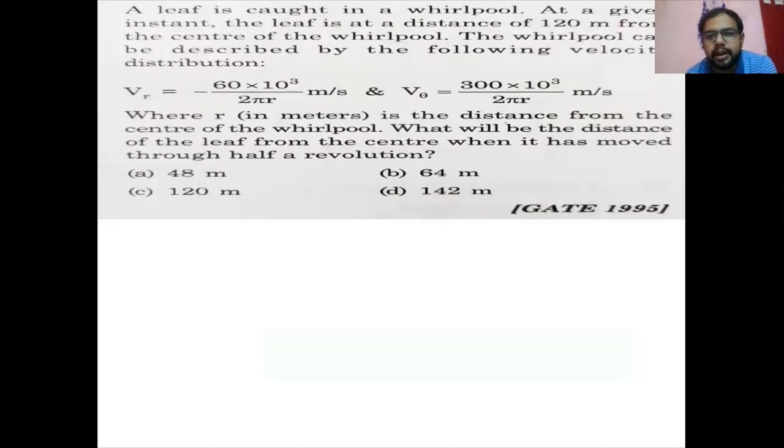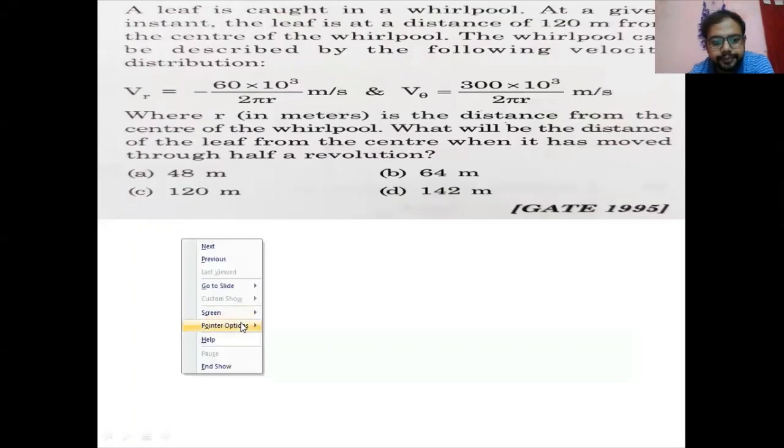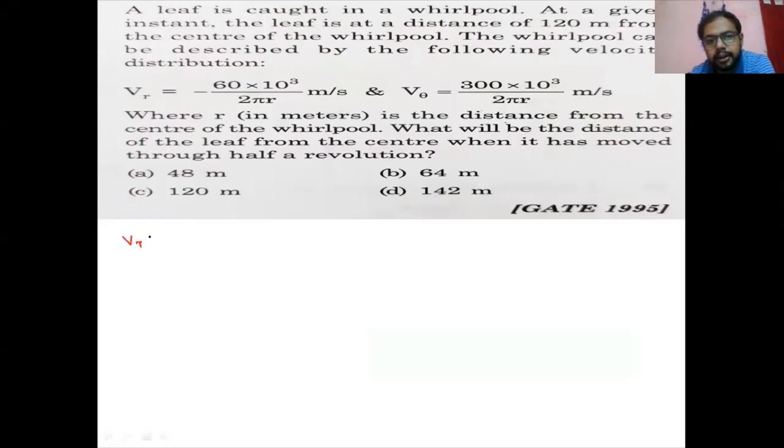Okay. Now will come a problem. GATE 1995: a leaf is in the whirlpool, and at a given instant it is under the spiral vortex flow. How can we say it is a spiral vortex flow? Because for the plane circular vortex flow, when we study it, the radial velocity component is some constant by r, as well as v theta is some constant by r, for the spiral vortex flow. Spiral free vortex.